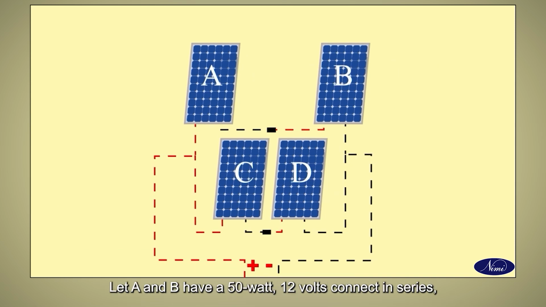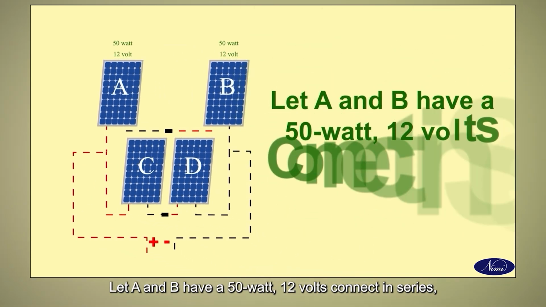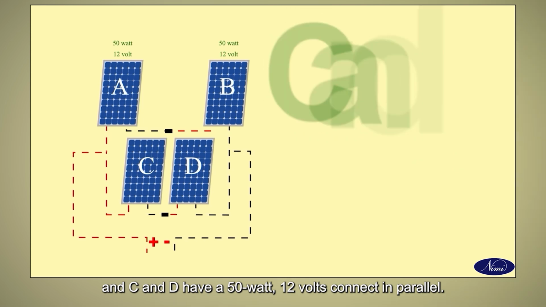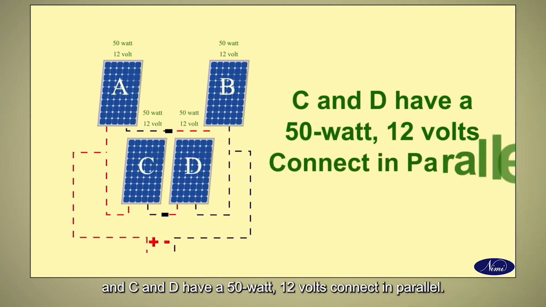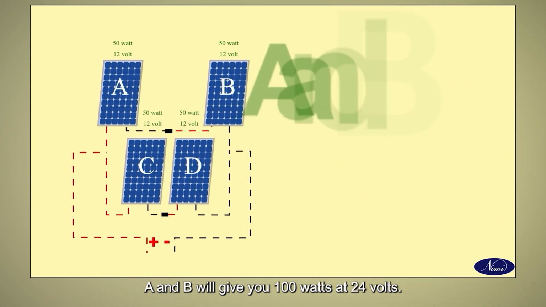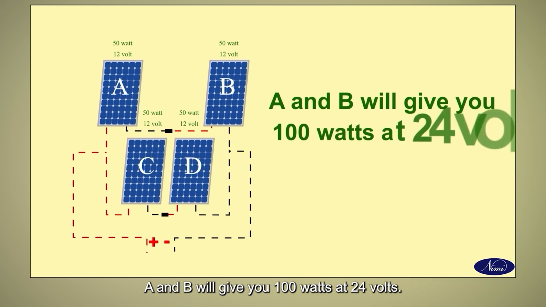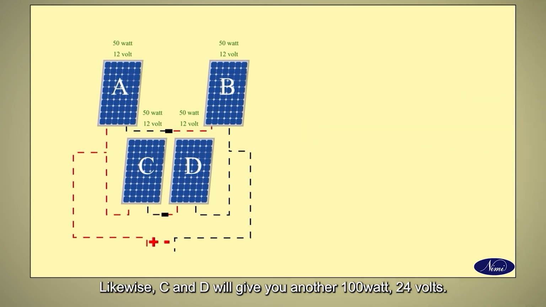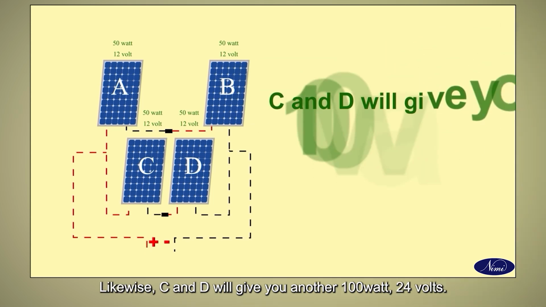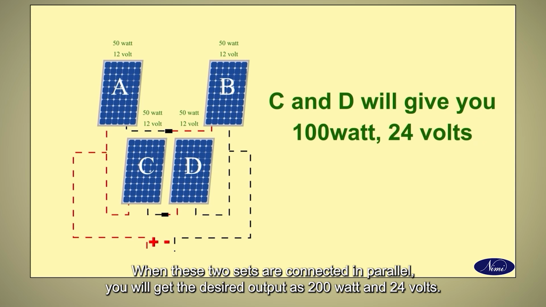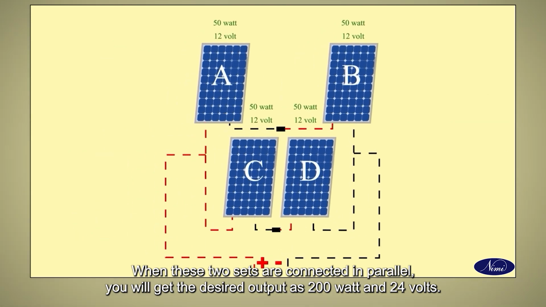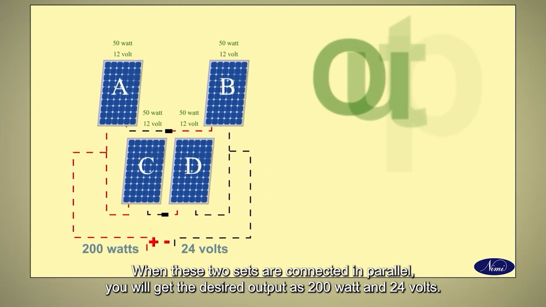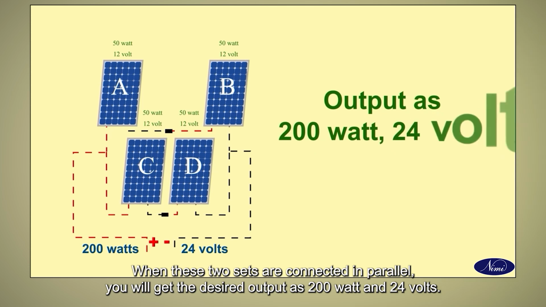Let A and B have 50 watts 12 volts and be connected in series, and C and D have 50 watts 12 volts and be connected in series. A and B will give you 100 watts at 24 volts. Likewise, C and D will give you another 100 watts at 24 volts. When these two sets are connected in parallel, you will get the desired output of 200 watts and 24 volts.